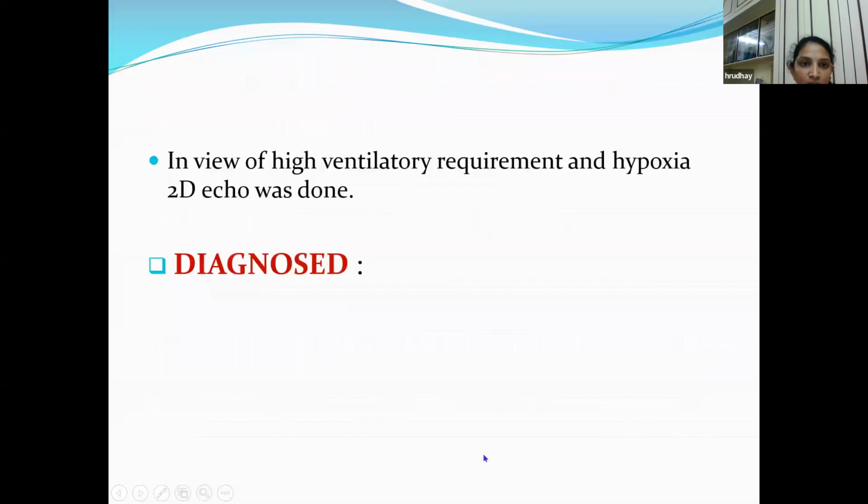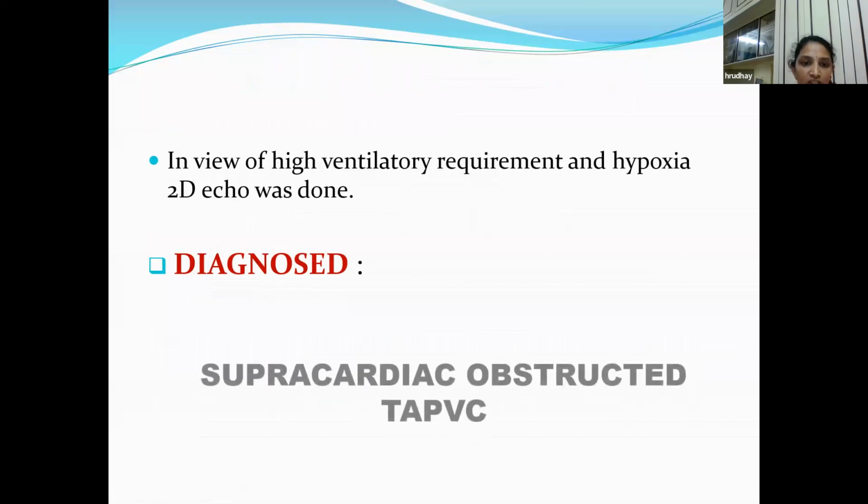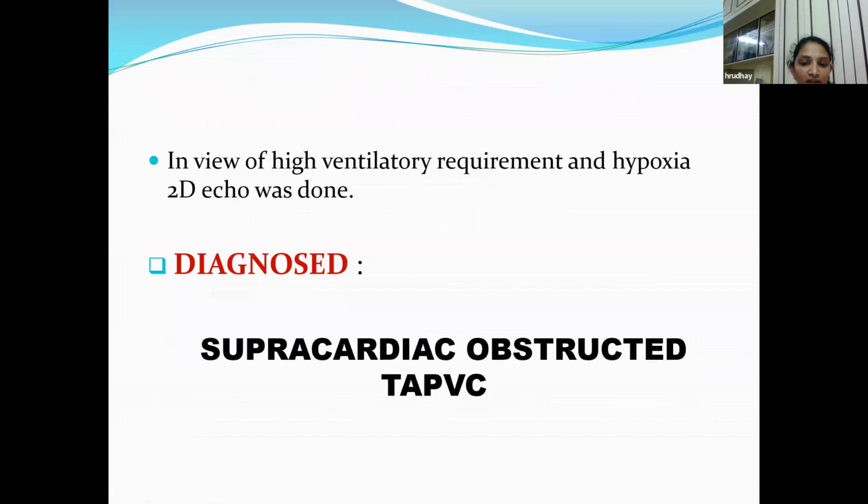Next comes the diagnosis. Given the high ventilatory requirement and hypoxia, a 2D echo was done, and it showed supracardiac obstructed TAPVC. So supracardiac obstructed TAPVC. What is TAPVC? It is nothing but critical congenital heart disease.